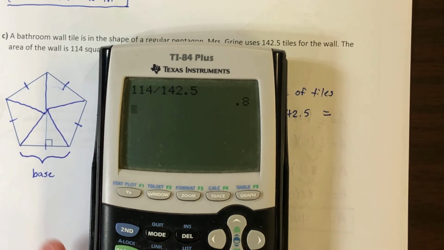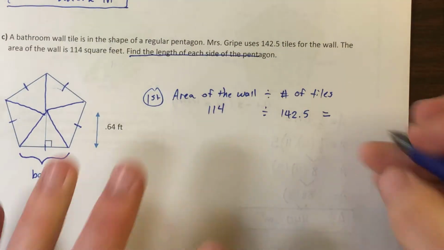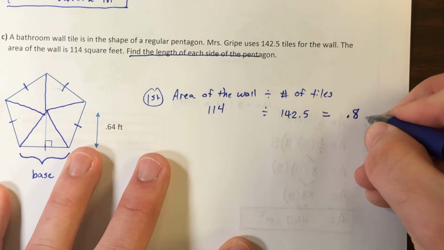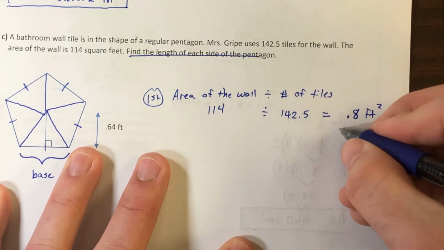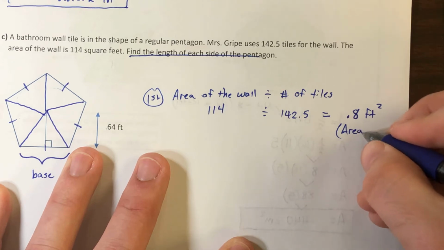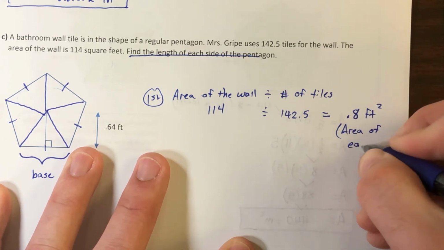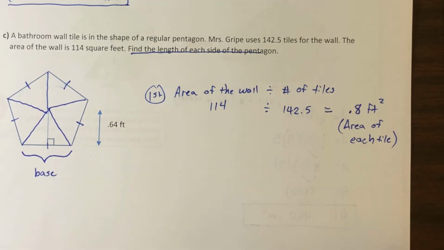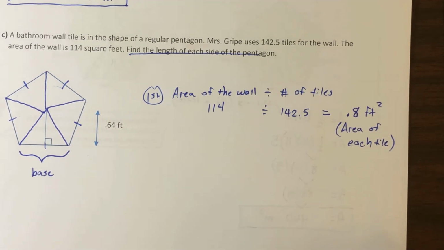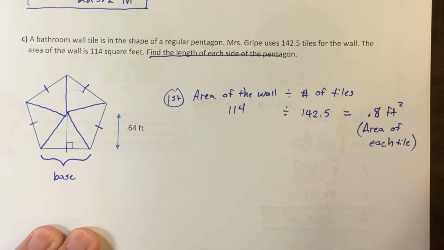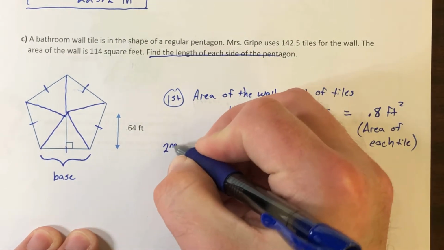We get 8/10. So, the area of one wall tile is 0.8 square feet. So that's our first step. What am I going to do with that information? I'm going to take that area and put it in the formula. So that's our second step.